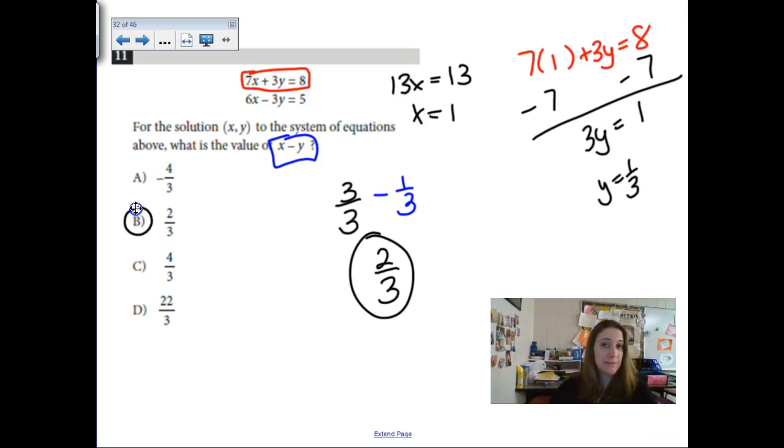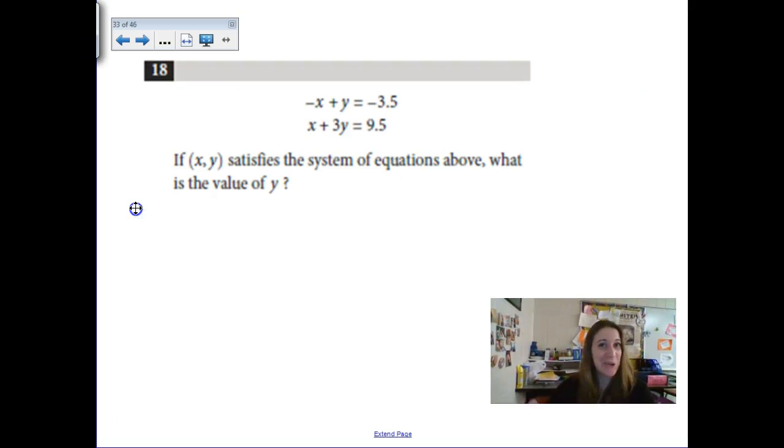P.S. If you're guessing, I have noticed there's a lot of B's. So just throwing that out there. If you are flat out guessing and you're trying to choose your favorite bubble, try B.